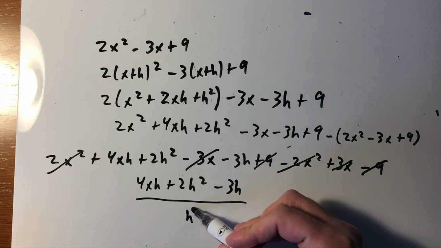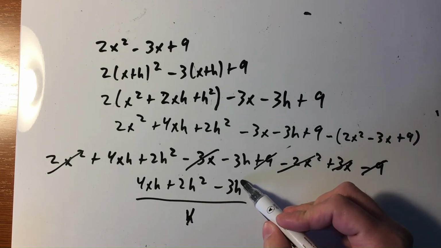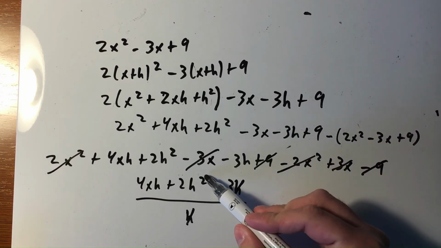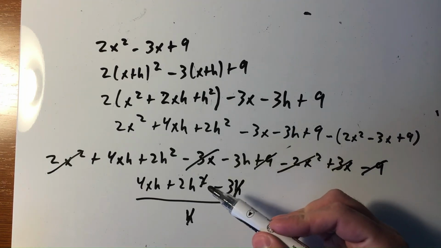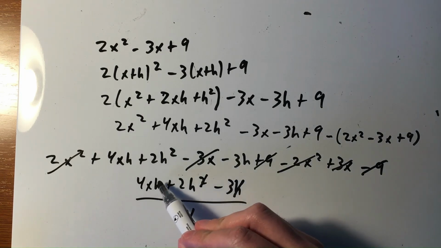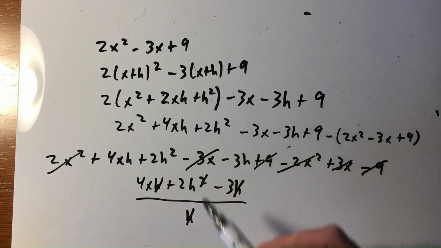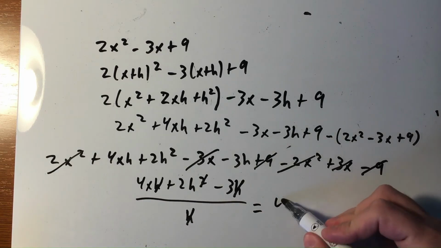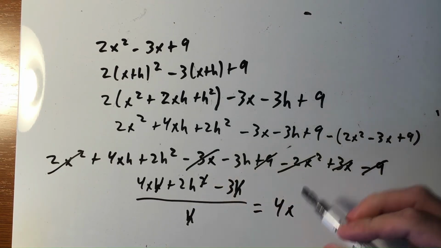And that'll allow you to cancel the h's. So this h will be gone completely. This is an h squared, so just one of the h's is gonna be gone. And then this h, there's just one of them, so we can get rid of that. And it'll make our final answer 4x plus 2h minus 3.